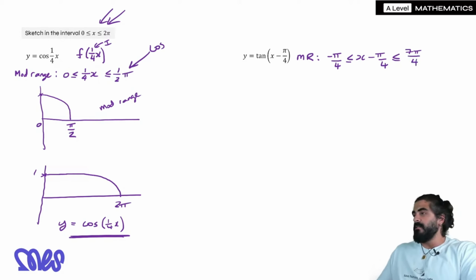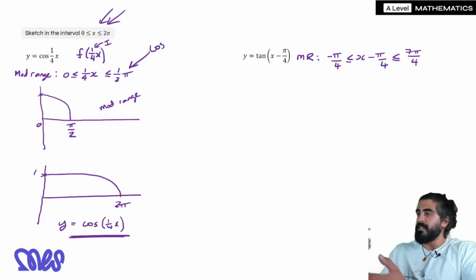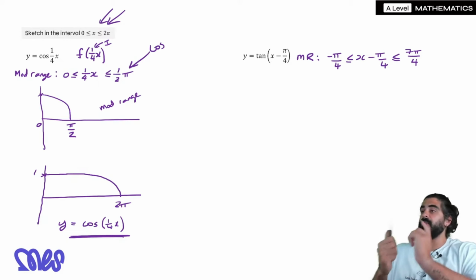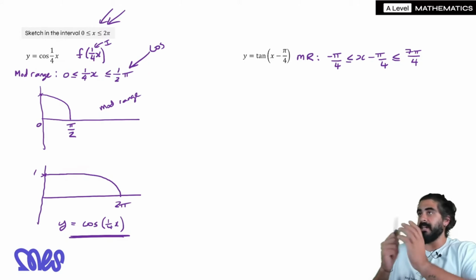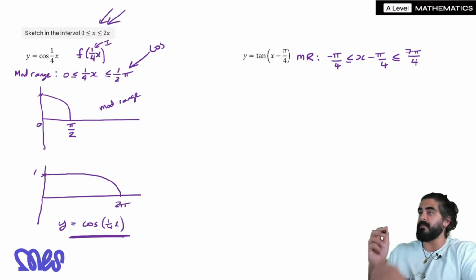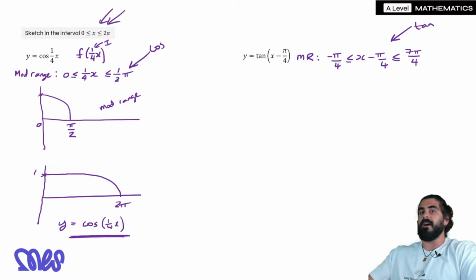Guys, hopefully you remember, pi over 4 is 45 degrees. Now that's useful, and I'll show you why, but obviously 45 degrees is between 0 and 90 degrees, so it's exactly halfway between the tan graph where it's 0 and the asymptote. So what we need to do is draw the tan graph between minus pi over 4 and 7 pi over 4.